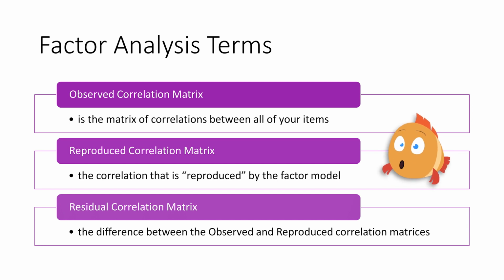Next is the reproduced correlation matrix. So this is the correlation matrix that is reproduced by the factor model. It's the estimate, so to speak. And the residual correlation matrix is the difference between your observed and reproduced correlation matrix.